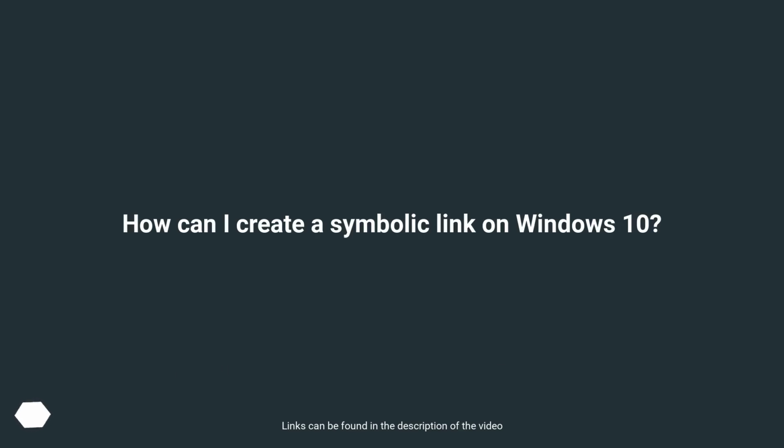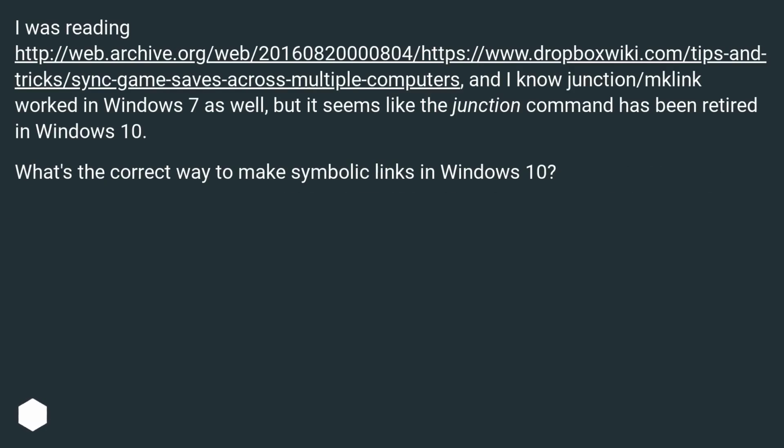How can I create a symbolic link on Windows 10? I was reading this URL, and I know junction/link worked in Windows 7 as well, but it seems like the junction command has been retired in Windows 10. What's the correct way to make symbolic links in Windows 10?